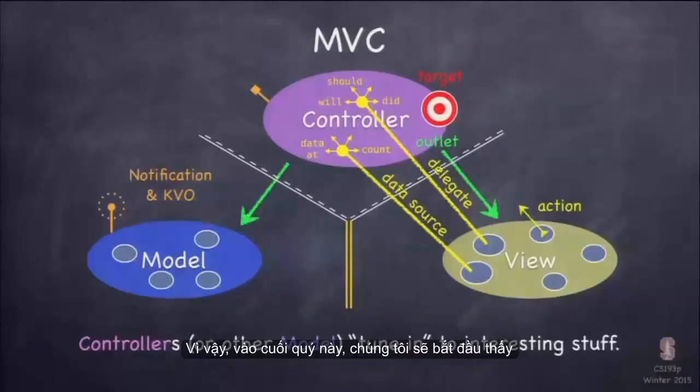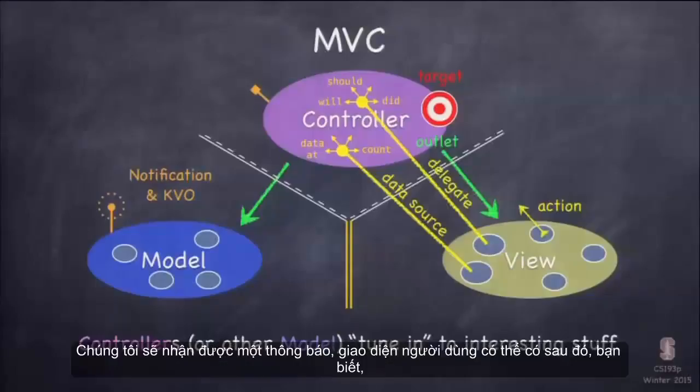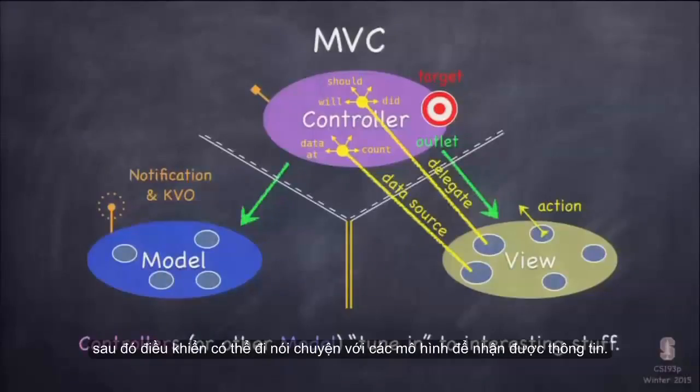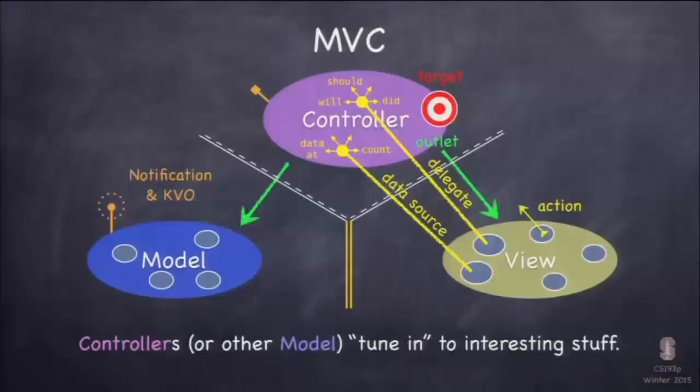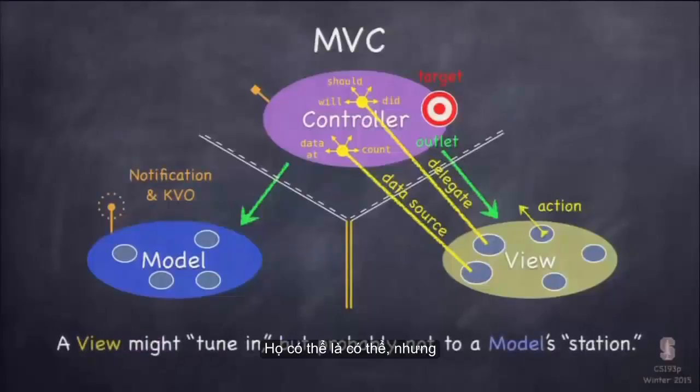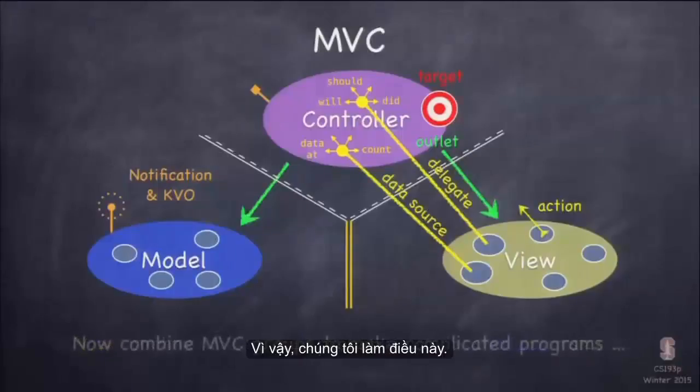Towards the end of the quarter, we'll start seeing how to do notification to find out, for example, if the data in a database changes. We'll get a notification. The controller can then go talk to the model to get the new info. Okay? Some people have asked, can a view tune into the radio station? They probably could, but you probably wouldn't want to do that. That would probably be a violation of MVC.